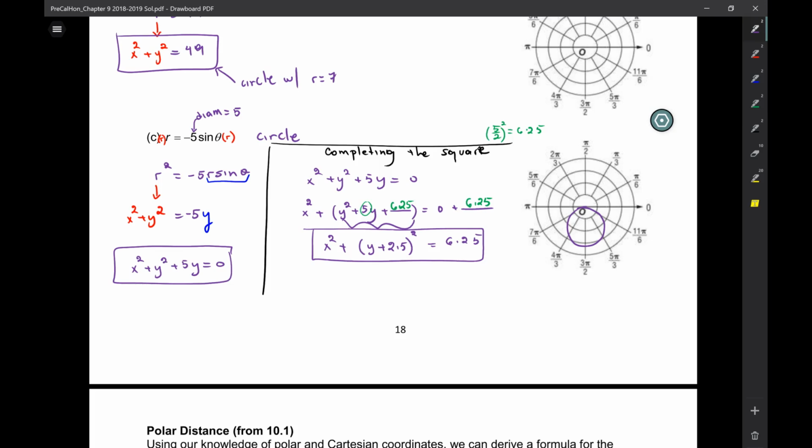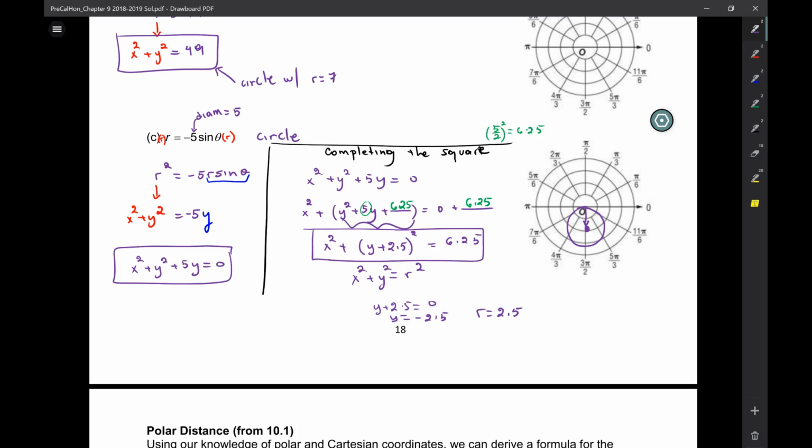It shifted down. So compared to x squared plus y squared equals r squared, now I have y plus 2.5 equals 0. So it's shifted down by 2.5. And what's the radius? 2.5. Look, the center has shifted down 2.5 units. The radius is 2.5. The diameter is 5. It's exactly what we got from there.